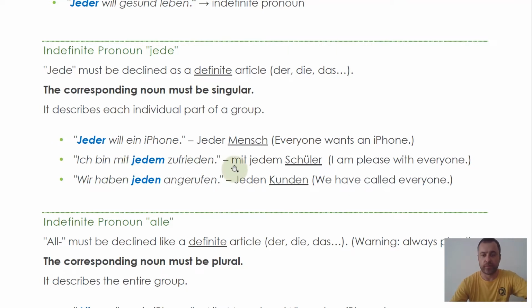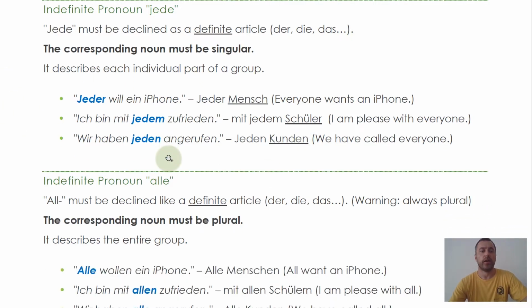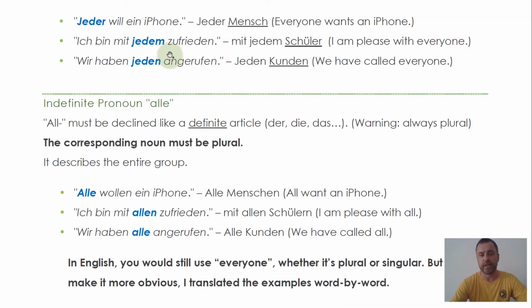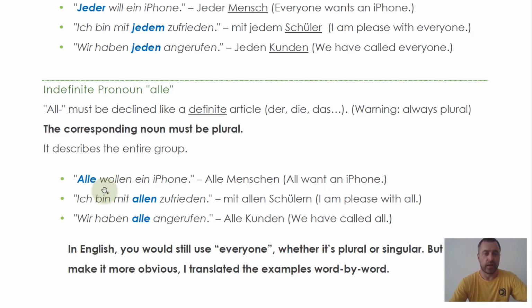Ich bin mit jedem zufrieden, mit jedem Schüler. So I am pleased with everyone, with every pupil. Wir haben jeden angerufen, jeden Kunden. So we have called everyone. We have called every single customer. So if you have something in plural, then you have to use alle. So alle must also be declined like a definite article, and you can guess it, it's always plural, and it describes the entire group. So alle wollen ein iPhone. So all human beings, all want an iPhone.